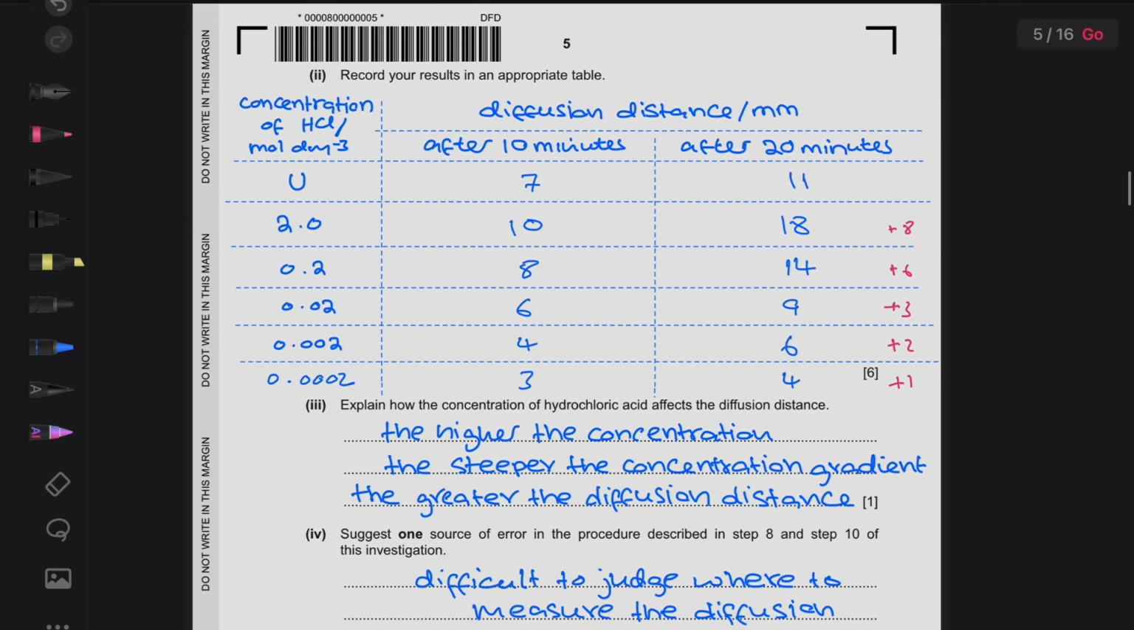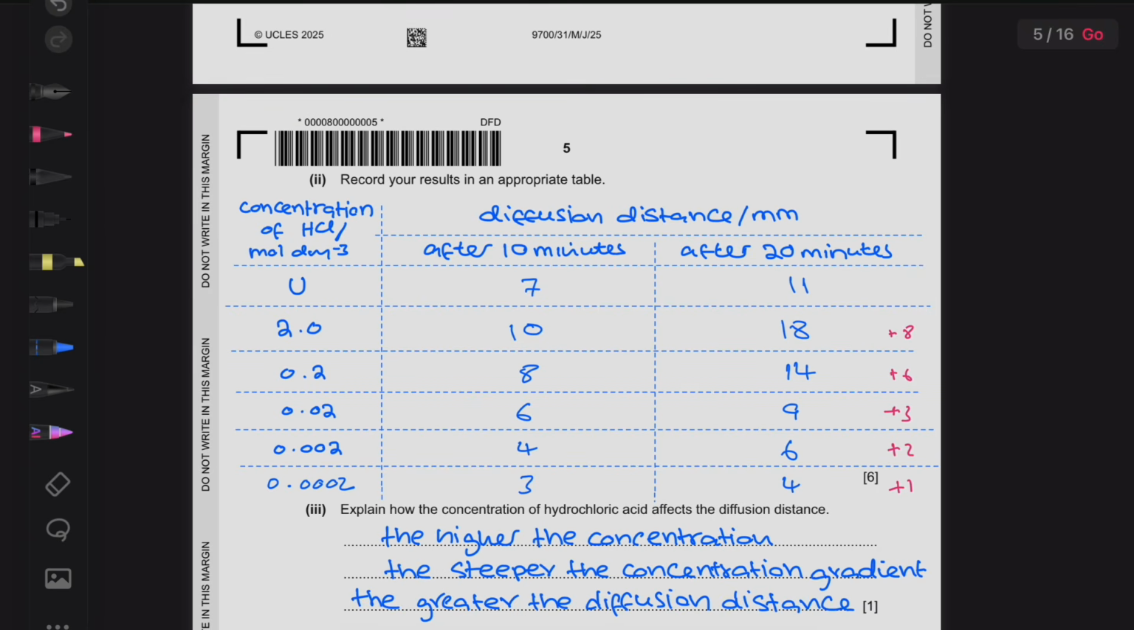Okay. So for our results, I have created this table. Now, the only things we recorded in general were the concentrations and the diffusion distances, once after 10 minutes and then again after 20. This is a 6 marker. The first mark is for our independent variable, the thing that's changing, the concentration of HCl plus its unit, moles per decimeter cubed. The second mark is for our dependent variable, our diffusion distance plus its unit, as well as including after 10 minutes and after 20 minutes, okay?